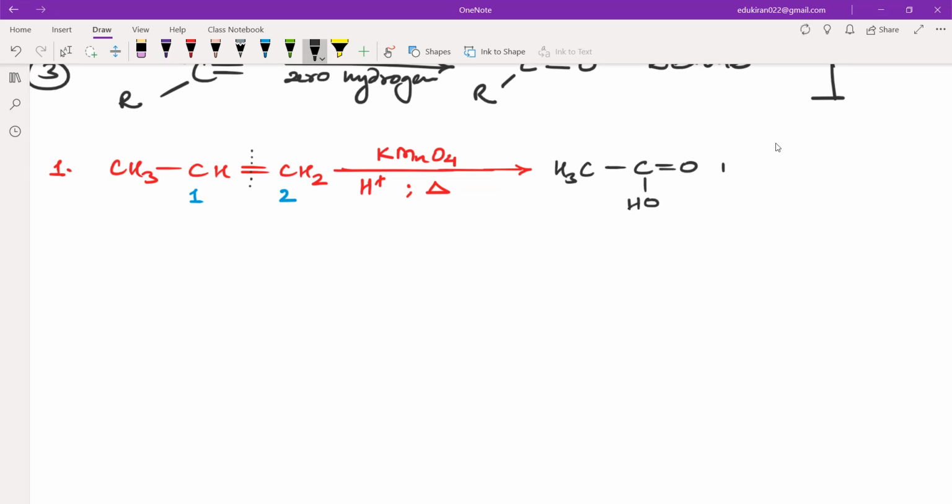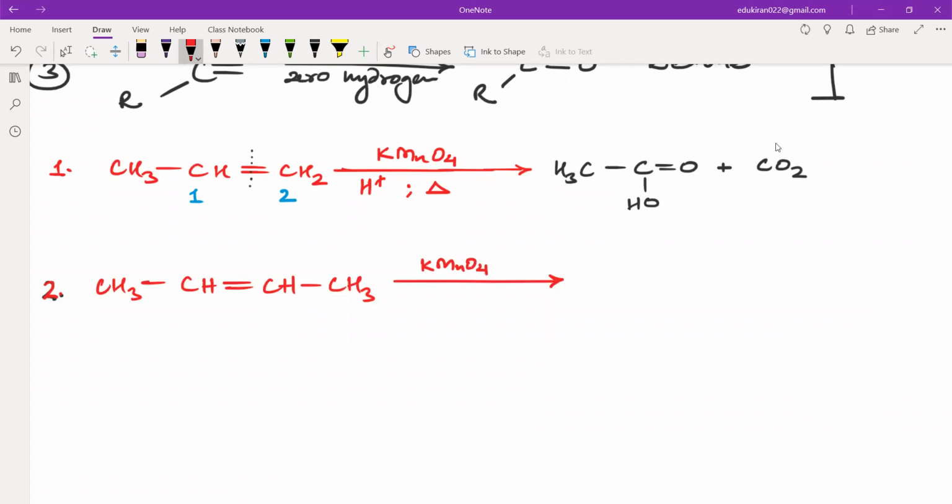Now what about the second carbon? It has how many hydrogens? Second carbon has two hydrogens, right? So it will convert into carbon dioxide. This is how you are going to form the product. Second, if you have CH3 single bond CH, double bond CH, single bond CH3. Here you have the same reagent, KMnO4, in acid with some heat.